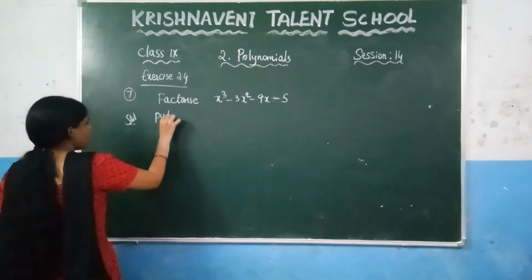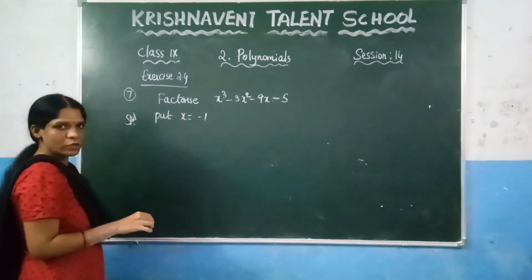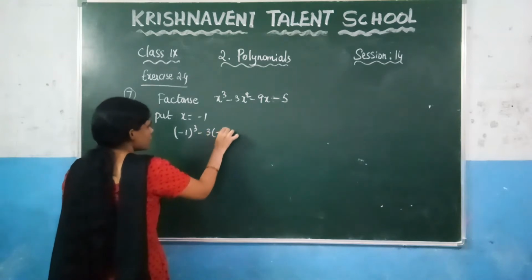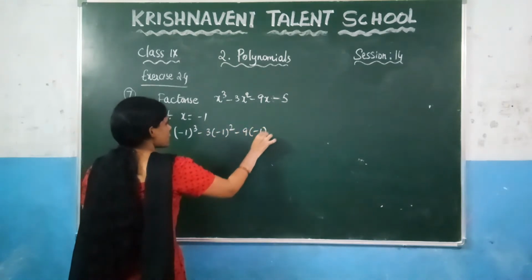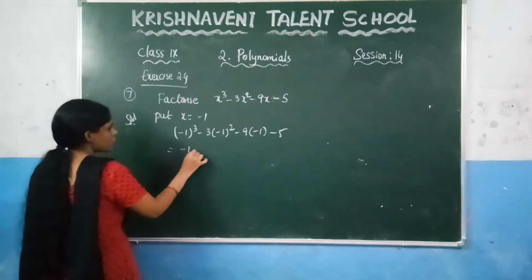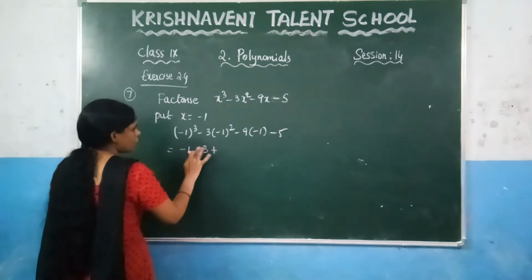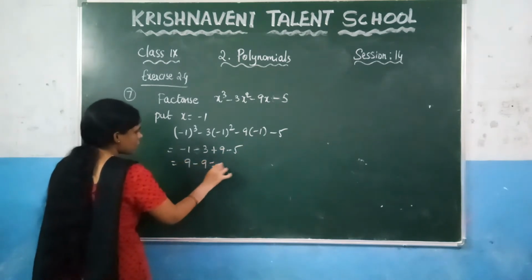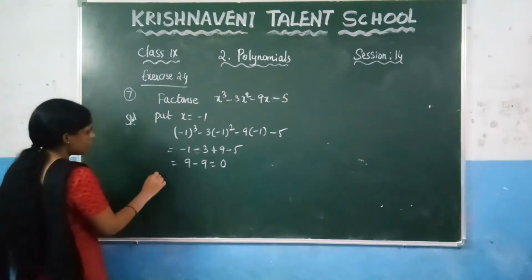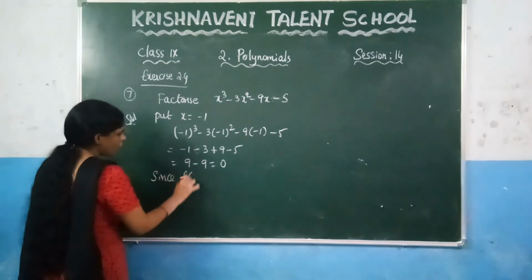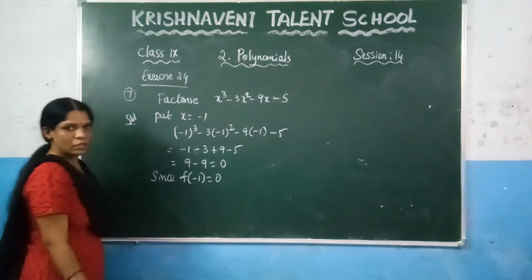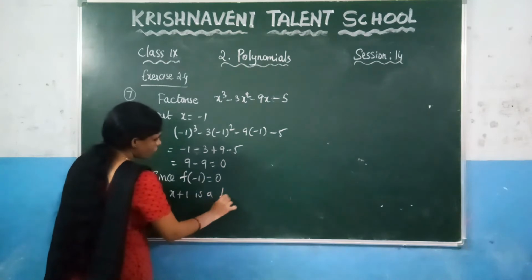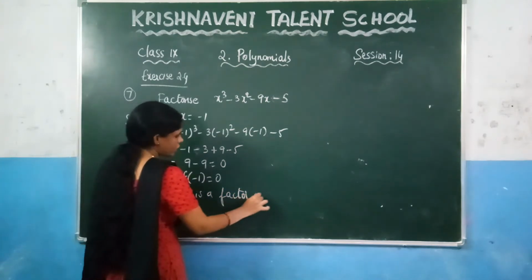Put x is equal to minus 1. If you put x is equal to minus 1, what will you get? Minus 1 whole cube minus 3 into minus 1 whole square minus 9 into minus 1 minus 5. Here you will get minus 1 minus 3, plus 9 minus 5. Here you will get 9 minus 9, which gives you 0. So here, since f of minus 1 is equal to 0, we can say that x plus 1 is a factor of f of x.